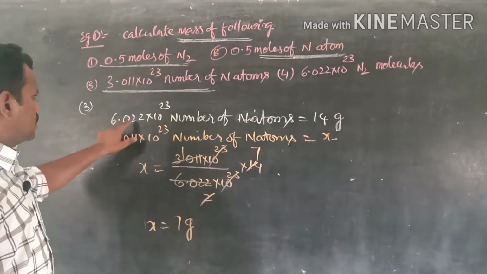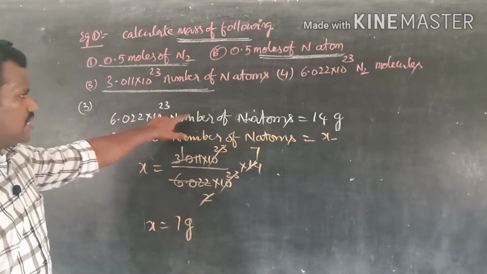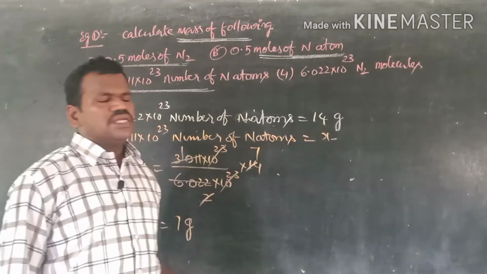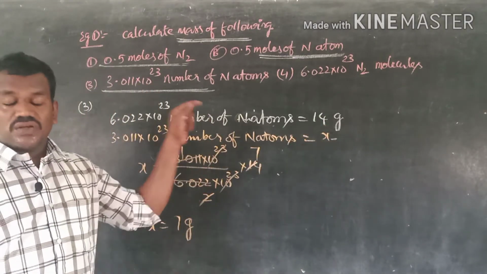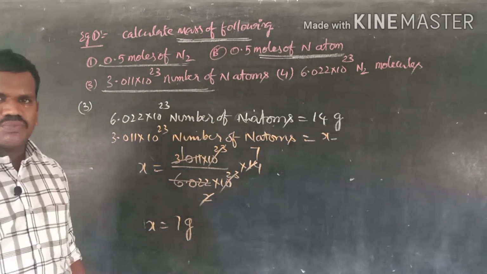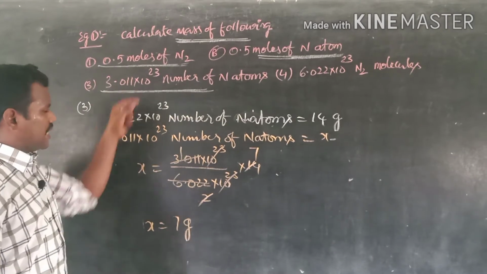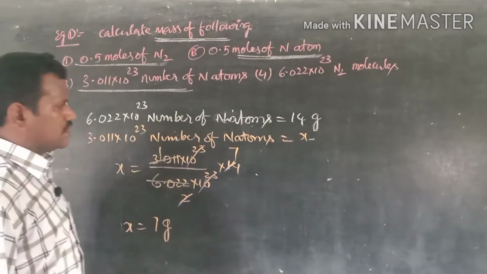This means 6.022 into 10 power 23 number of N atoms is 14 grams. Sir, this is not provided. Now that is there in the concept of mole concept. That is only the mole concept. By applying the mole concept, we are applying here.